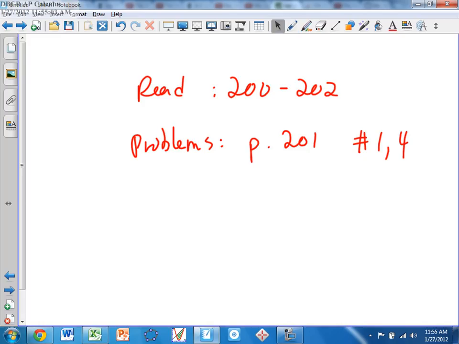Okay. Page 201, numbers 1 and 4. Those are the problems you need to practice. You have two other problems from last night, so four problems total. Last night's were change in momentum and conservation. On Tuesday, we'll review this. On Wednesday, we'll start the next topic, still momentum. On Thursday, thank you. You guys work too much.